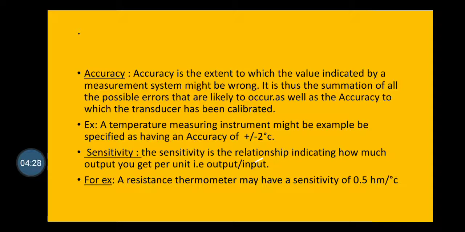Next one, sensitivity. The sensitivity is the relationship indicating how much output you get per input, that is, output divided by input. For example, a resistance thermometer may have a sensitivity of 0.5 ohm per degree Celsius.